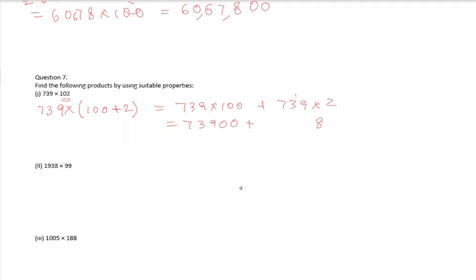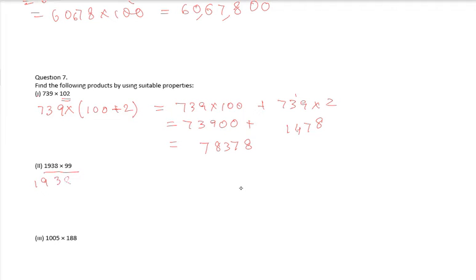739 multiplied by 2 will give me 8, 1 carries 7, and 7 2s are 14. So the addition answer will be 78. Then 4 plus 9 is 13, 1 carry, 8 7.